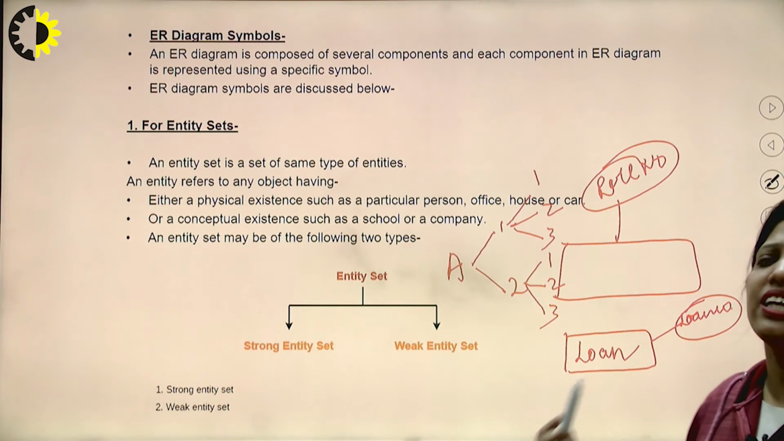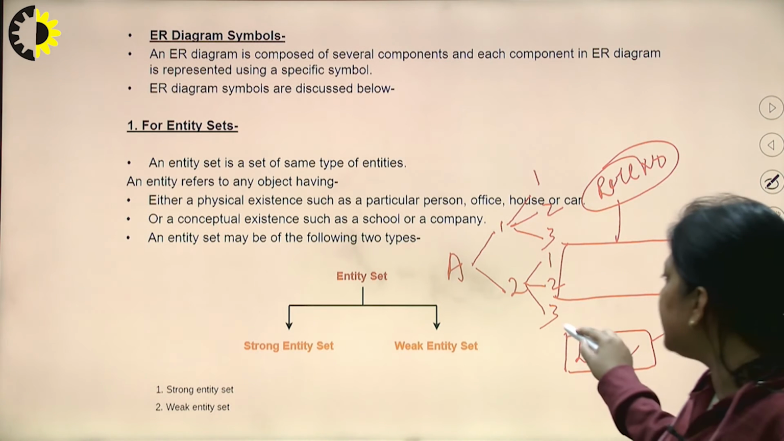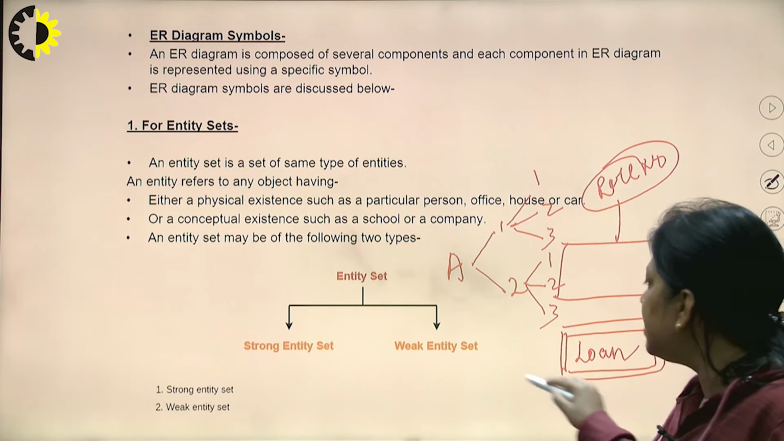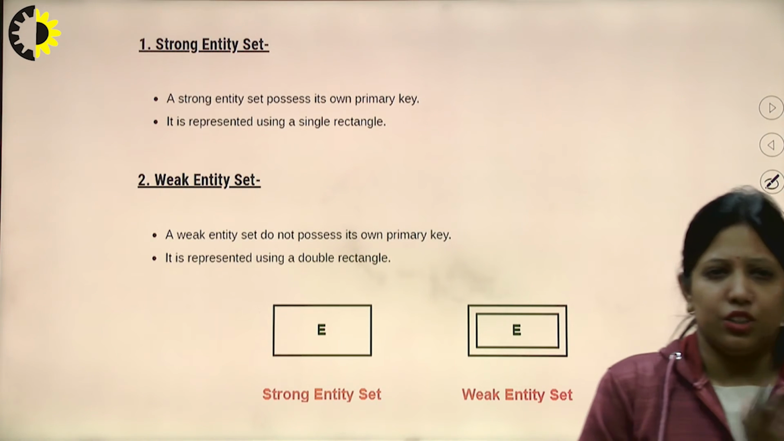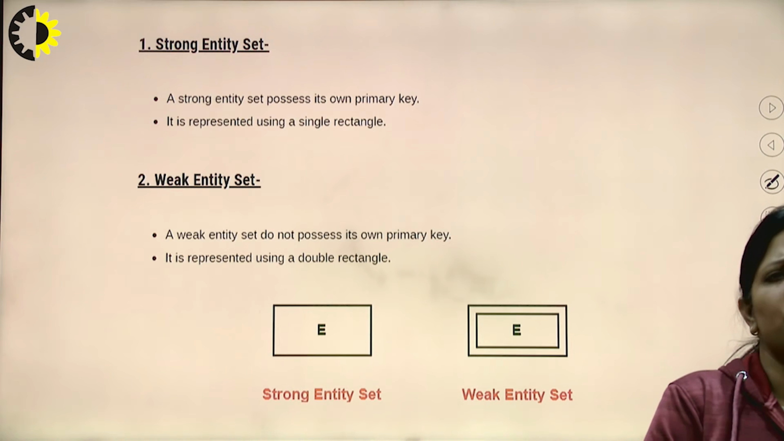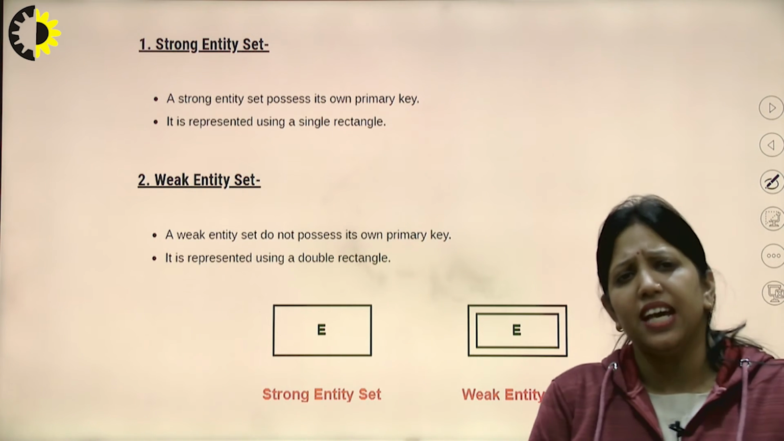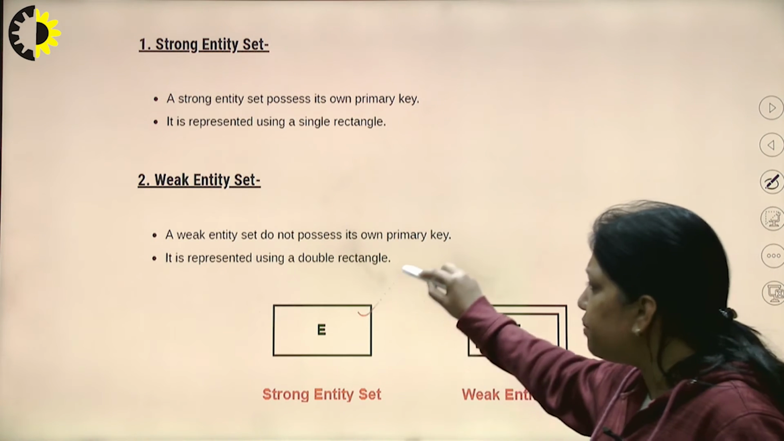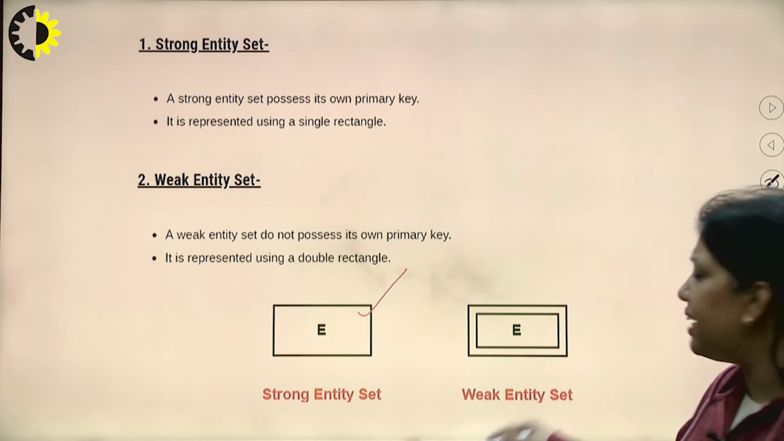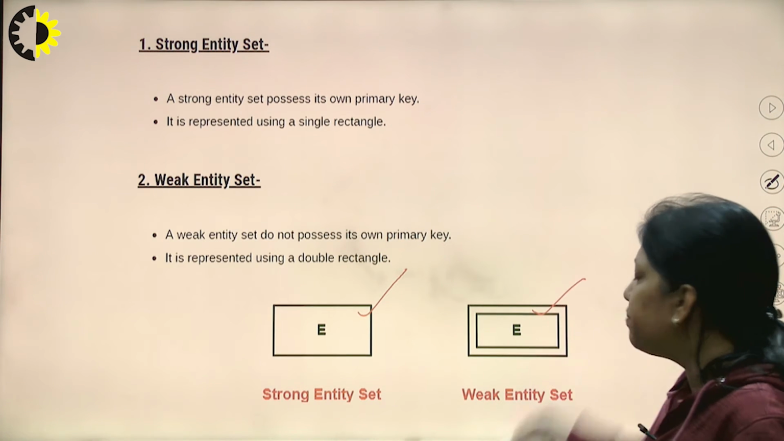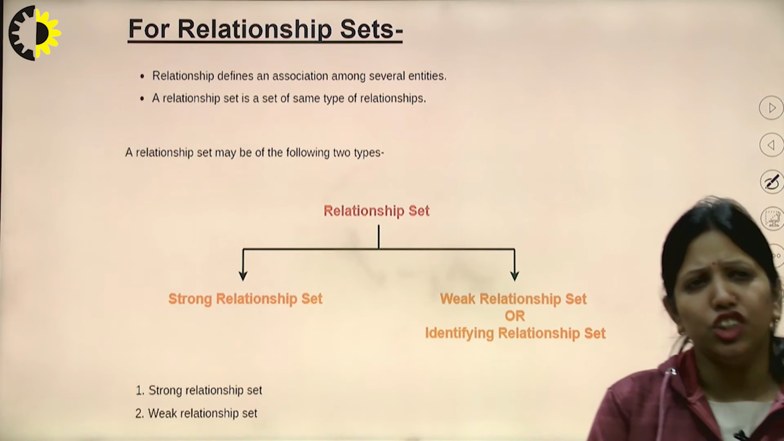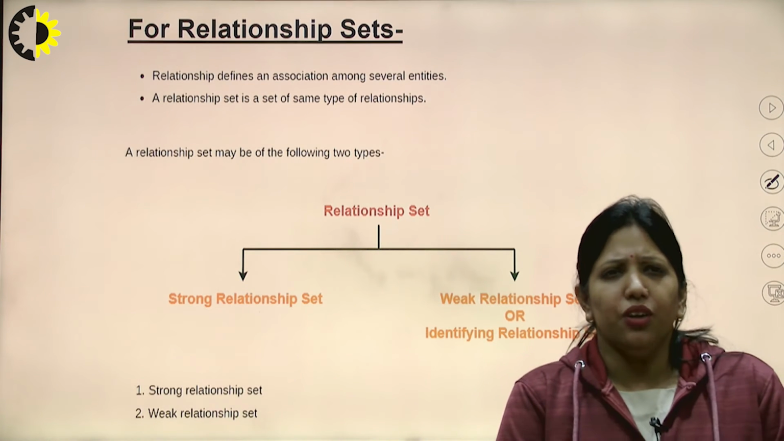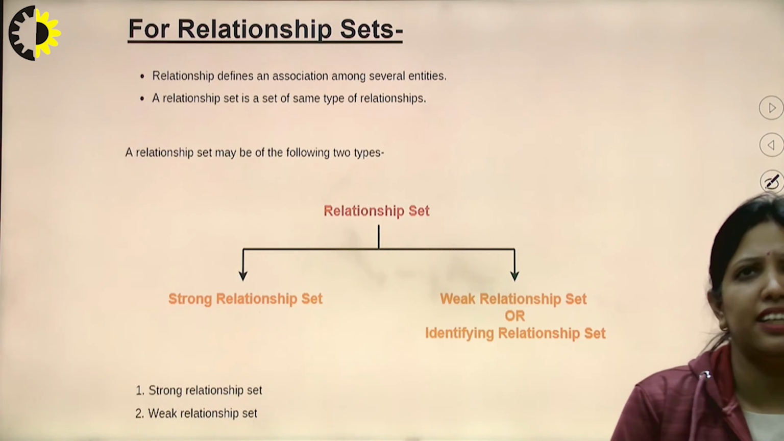So this is considered a weak entity set, and we represent this weak entity set with the help of a double rectangle. These are the diagrammatic representations of the strong entity set and the weak entity set. A strong entity set is represented by a single rectangle, and a weak entity set is represented by a double rectangle.